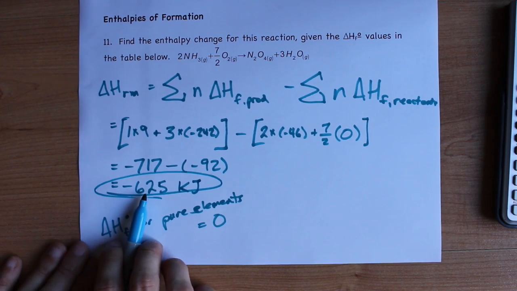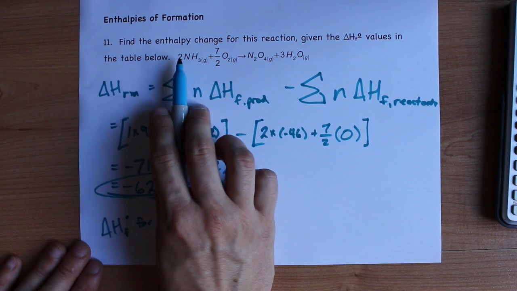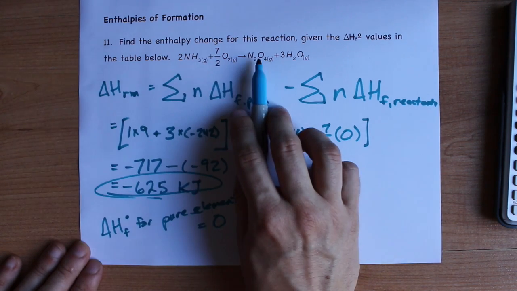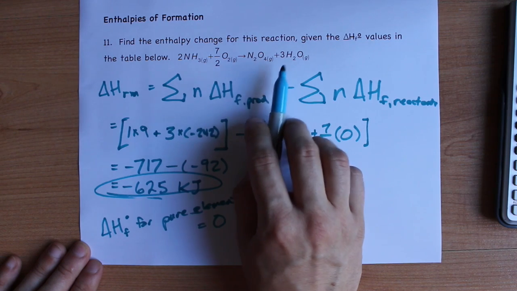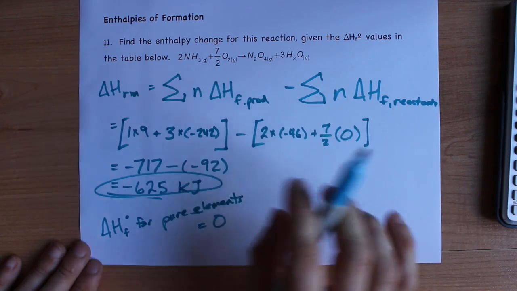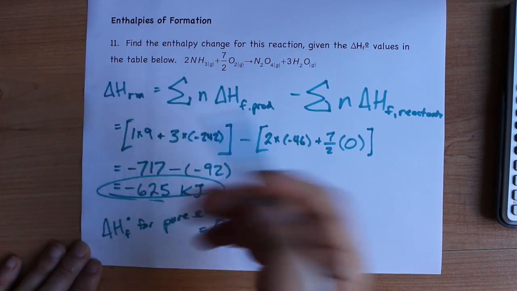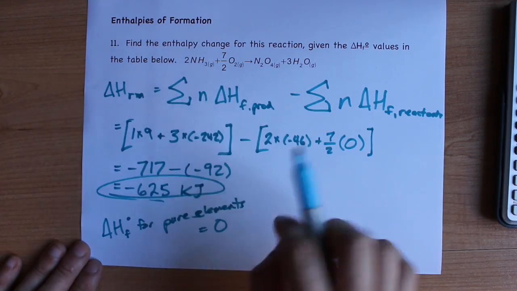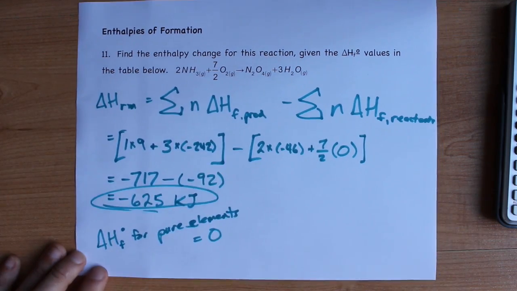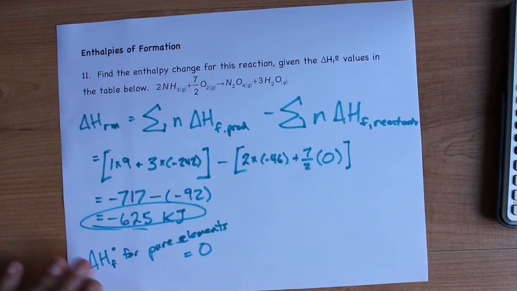This is 625 kilojoules of heat released when I use up 2 moles of NH3, or 3.5 moles of O2, to make 1 mole of N2O4, or 3 moles of H2O. So the kilojoules per mole would be different for all of these, because I'd have to divide them by whatever the number of moles of the thing I was being asked about was. It's 625 kilojoules for this reaction as written. There we are. Enthalpy of formation is super easy. You love it, I love it. Everyone loves it. Where's question 12?